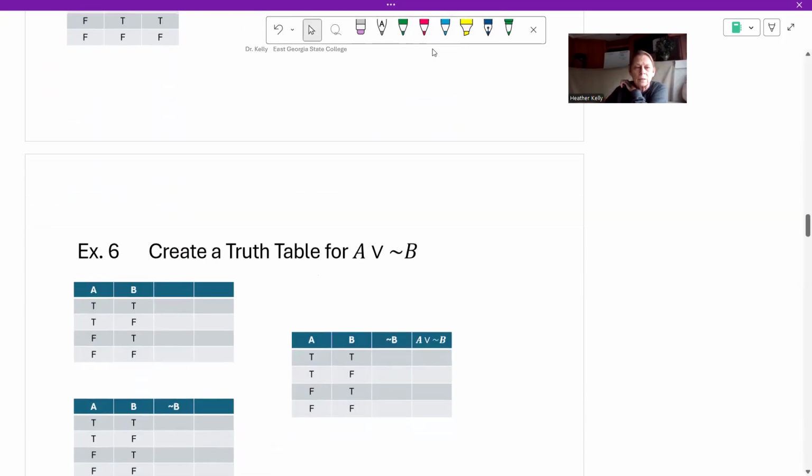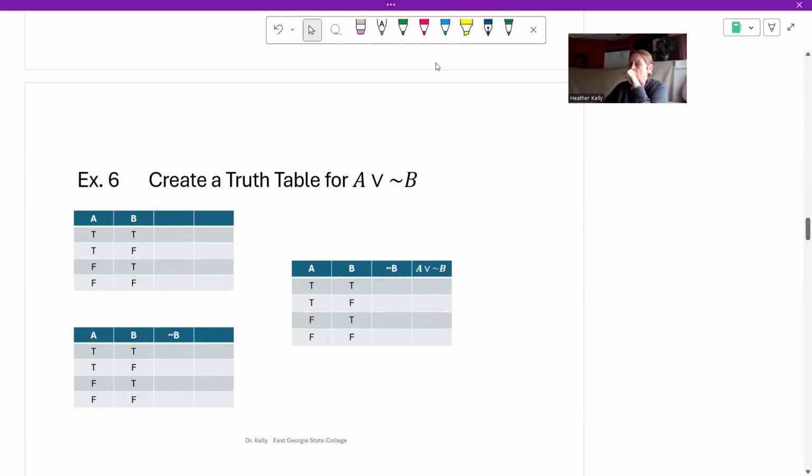So let's take a look at this. Create a truth table for A or not B. So pay close attention here, and I'm going to be crossing these guys out because you don't need to make three truth tables to do it. This is the only one that we need, but I need you to understand how we got there. So this is the basic setup.